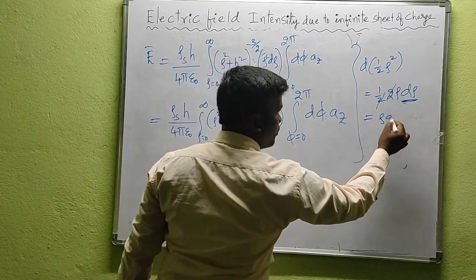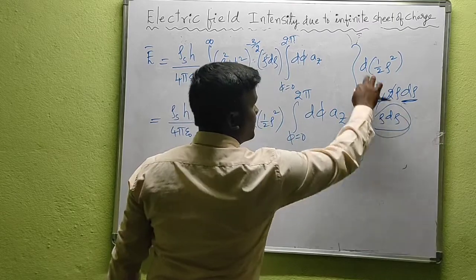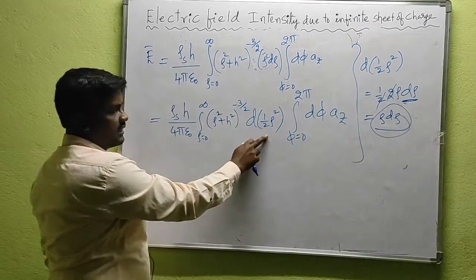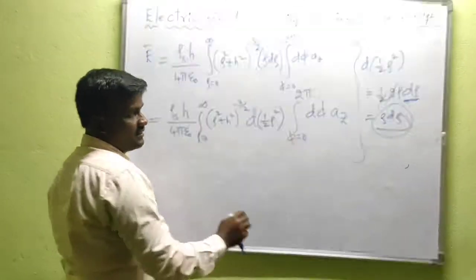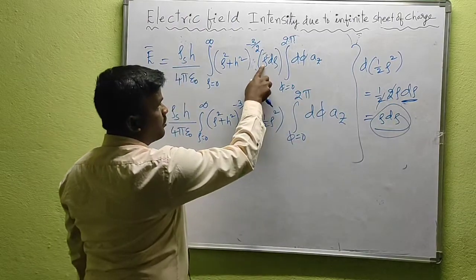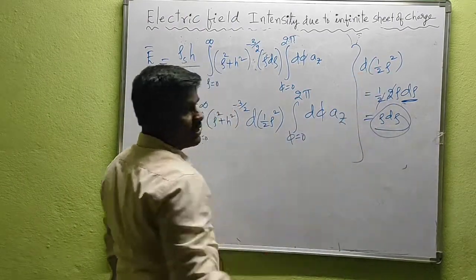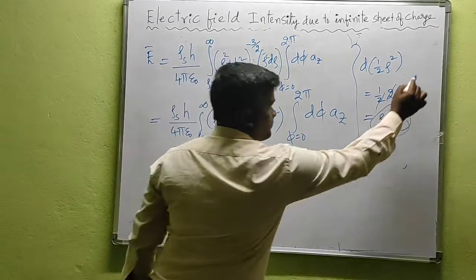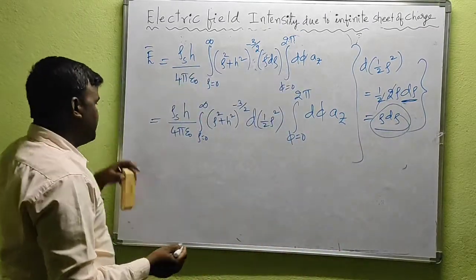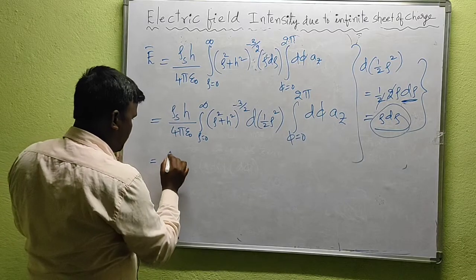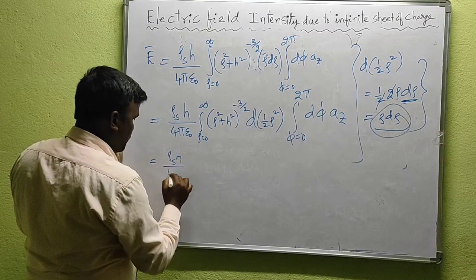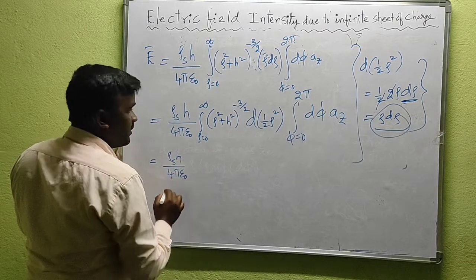Remaining part is what? Rho d rho. Rho d rho can be written as differentiation of 1 by 2 rho square, like this. Clear? Here we have rho d rho, and that rho d rho can be written as differentiation of 1 by 2 rho square. Make it as note. Now we can write rho s h by 4 pi epsilon naught.